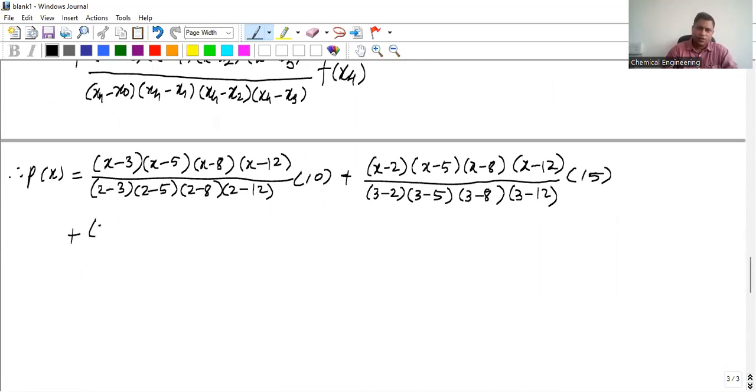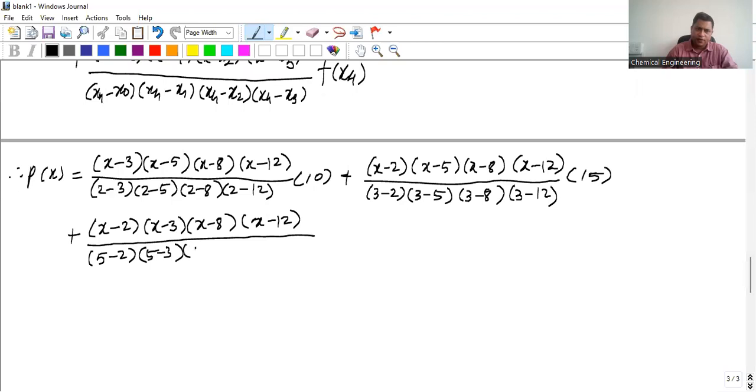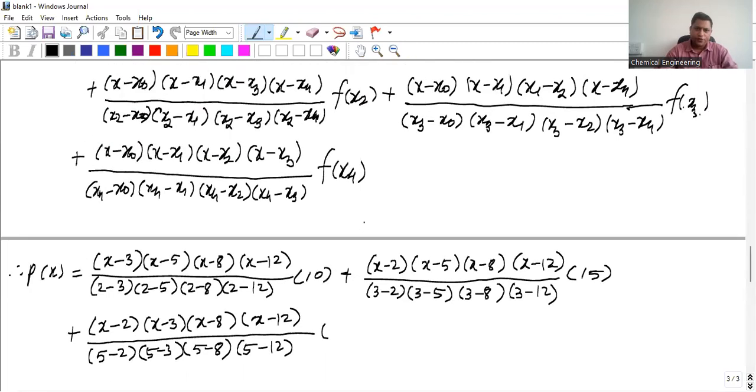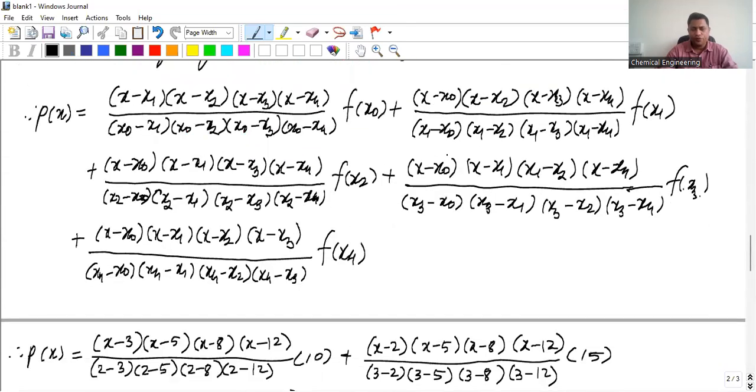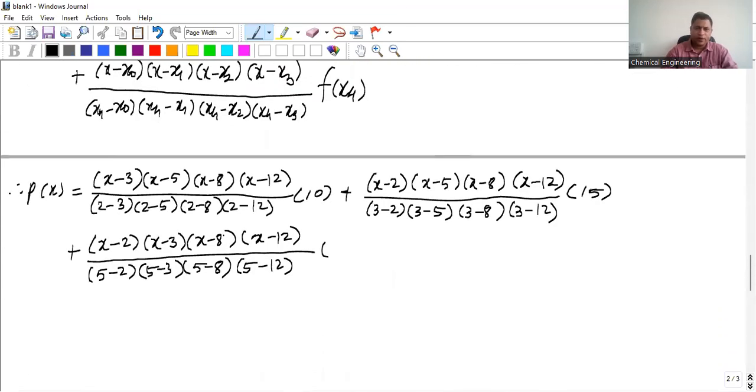Next. So this term corresponds to x is equal to 5. So x minus 2, x minus 3, x minus 8, x minus 12. And here 5 minus 2, 5 minus 3, 5 minus 8, 5 minus 12. And this value corresponding to x is equal to 5, we have 20. Okay, so that's going to be 20.